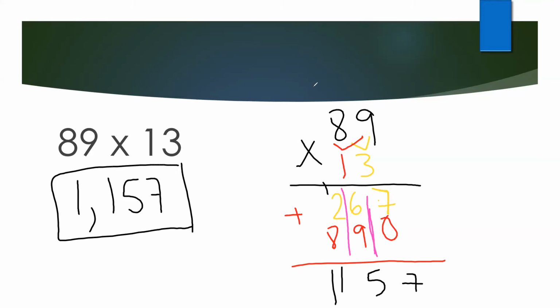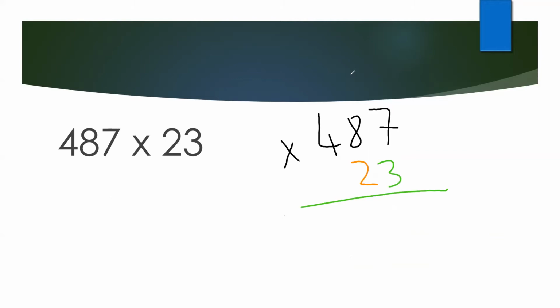Let's look at another example together. This one asks us to multiply 487 times 23. So first step, like we said, we're going to go right to left. I need to multiply 3 times 7, then 3 times 8, then 3 times 4.